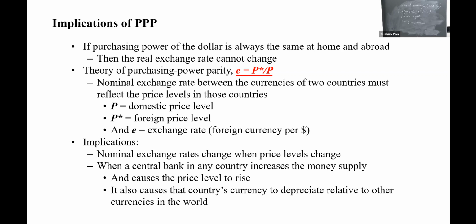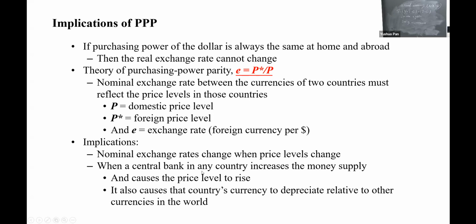So again, P domestic, P star foreign, and E is usually per US dollar. You should put P in the denominator again. So we use PPP to calculate the nominal exchange rate using this formula. The nominal exchange rate changes only when the price level changes. What will cause the price level to change? Usually the money supply or inflation.